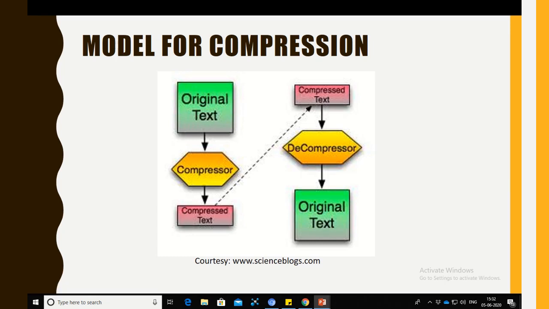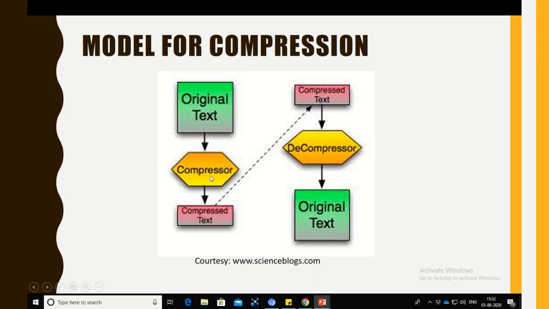So last time we have seen the compression examples. So let's see how the general model for compression looks. As you can see, the original data can be anything: text, audio, video, anything which you want to compress. Then we have a compressor here, which will be implementing different compression algorithms.